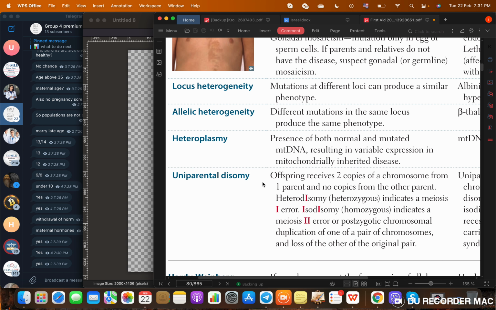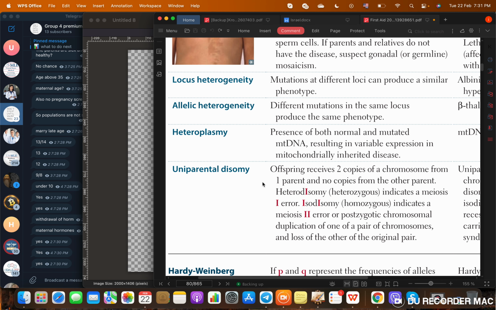And allelic heterogeneity is a different mutation in the same locus. Well, how can I have different mutations? You can have a missense mutation, you can have a nonsense mutation, you can have a frameshift mutation at the exact same site. It doesn't matter which mutation, you are going to have the exact same disease, which is, for example, beta thalassemia. It doesn't matter, missense, nonsense, frameshift, you are still going to have the exact same disease.